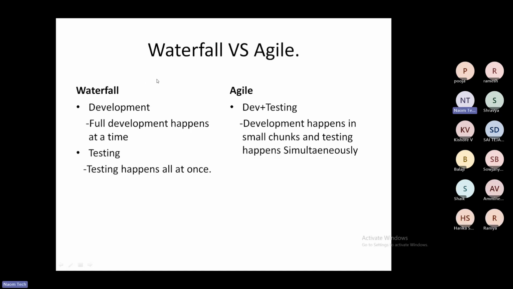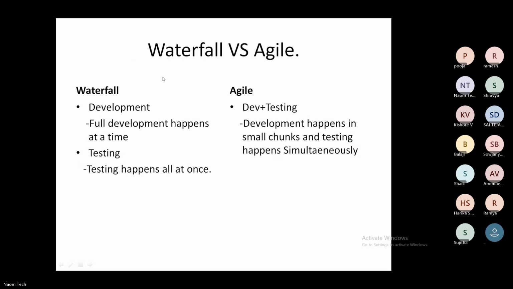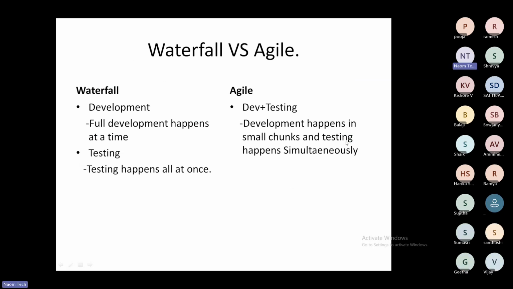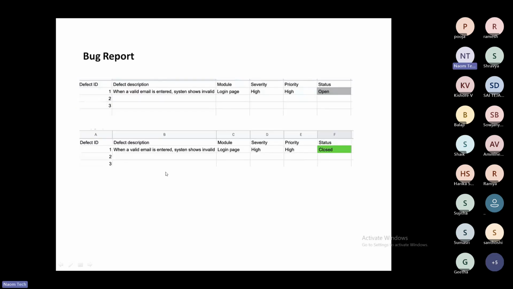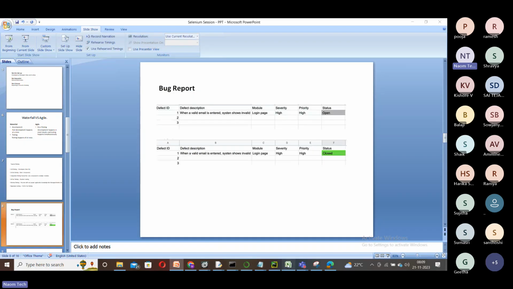And we have discussed another important thing, what we call waterfall versus agile. Most of the time in today's situation, people are using agile methodology, right? And then types of testing, we have seen unit testing, smoke testing, integration, ad hoc, monkey, and regression. So regression comes at the end actually. Usually it is an end-to-end testing, which is actually the most used testing in the industry. And bug report, we have to see this bug report thing.